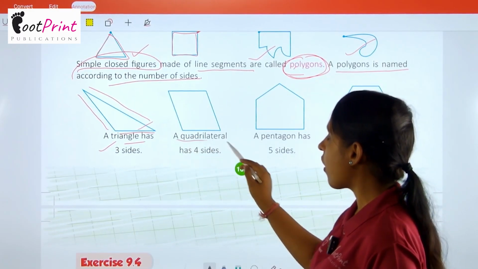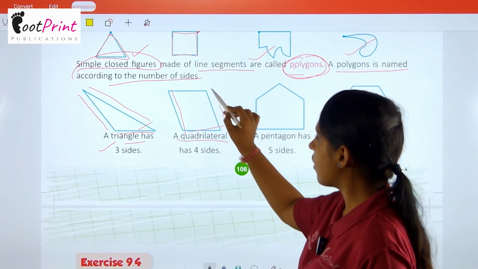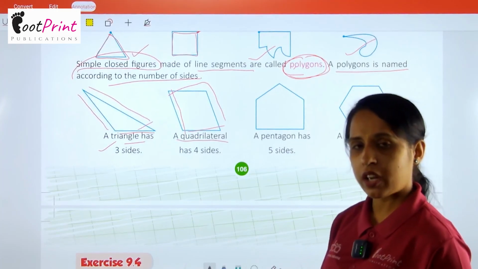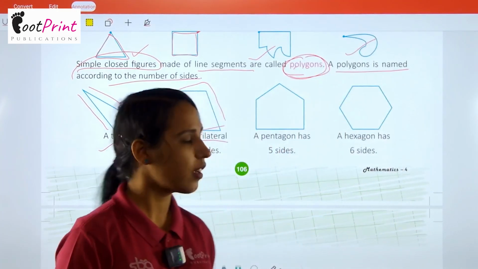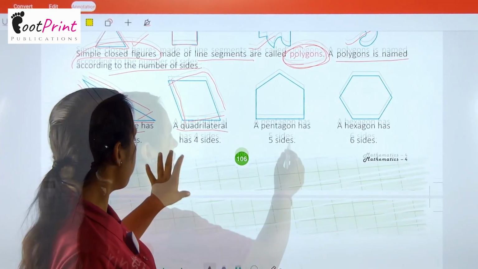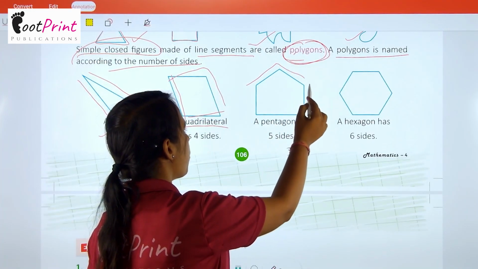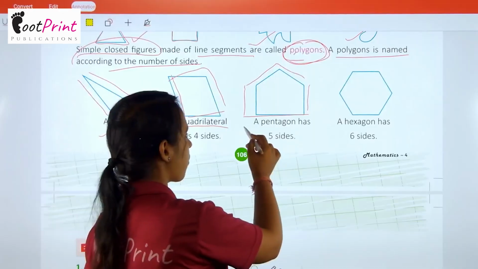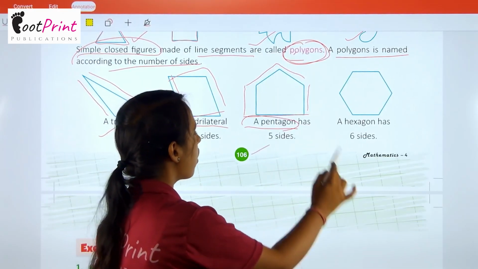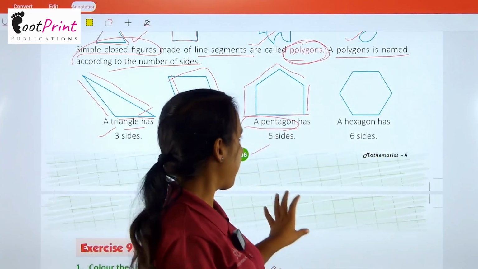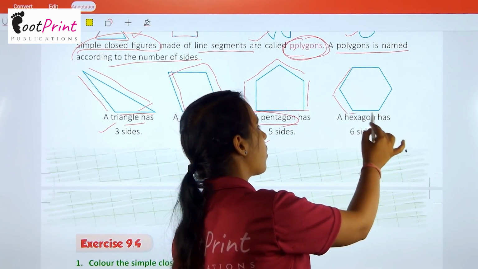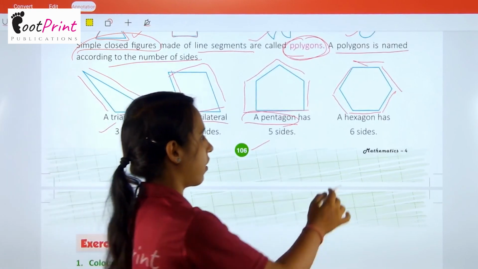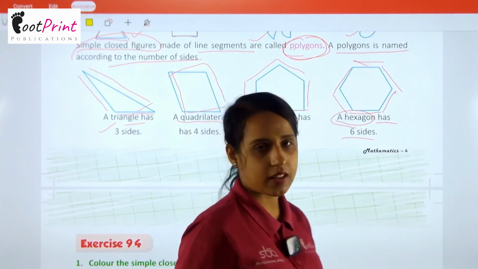In this, a quadrilateral. A quadrilateral has 4 sides. That's why we can say that a quadrilateral has 4 sides, or a polygon which has 4 sides, we call that one a quadrilateral. Here 1, 2, 3, 4, 5. So if a polygon has 5 sides, it means we can say that it is a pentagon, or a pentagon has 5 sides. In this also 1, 2, 3, 4, 5 and 6. Which polygon has 6 sides? We call it a hexagon. Okay, or it has 6 sides.